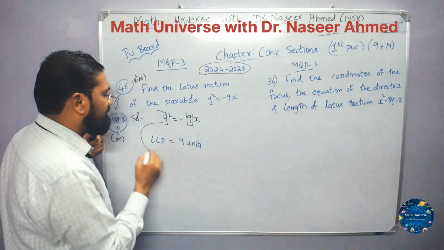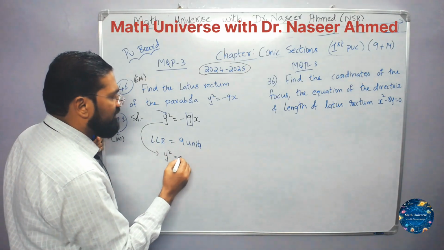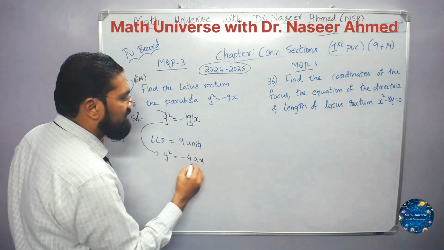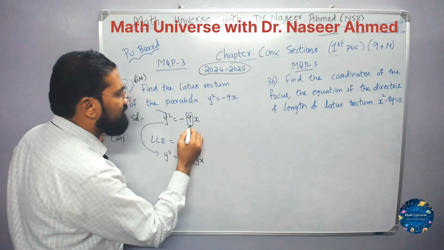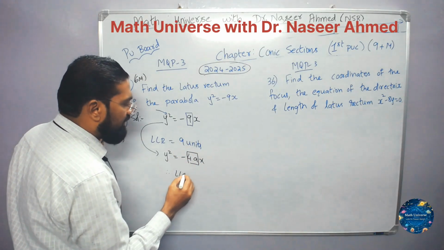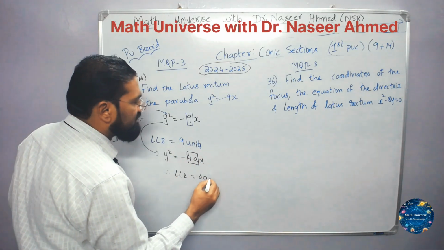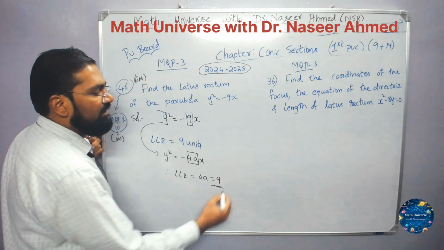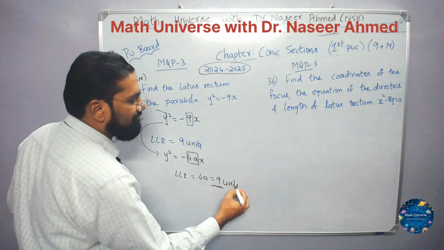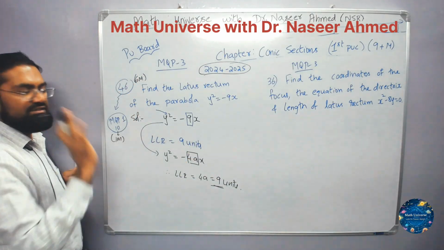We can compare with y square equal to minus 4ax. On comparing, 4a is equal to 9. Therefore, LLR is equal to 4a, which is equal to what? 9. That's it, 9 units. So, both the questions are covered.